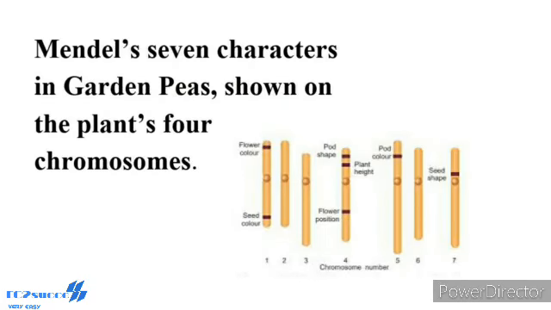Mendel's 7 characters in garden peas are shown on the plant's 4 chromosomes. On the first chromosome: flower color and seed color. Second chromosome, no character. Third chromosome, no character. Fourth chromosome: pod shape, plant height, flower position. Sixth chromosome: pod color. Another chromosome, no character. Last chromosome: seed shape. So the 7 pairs of contrasting characters are located on only 4 chromosomes.